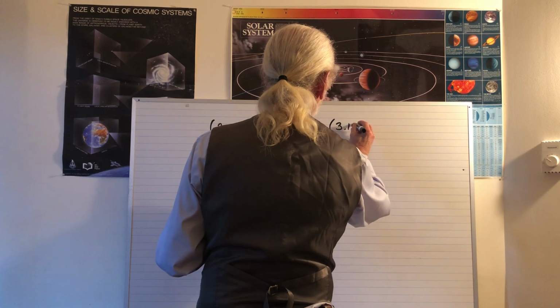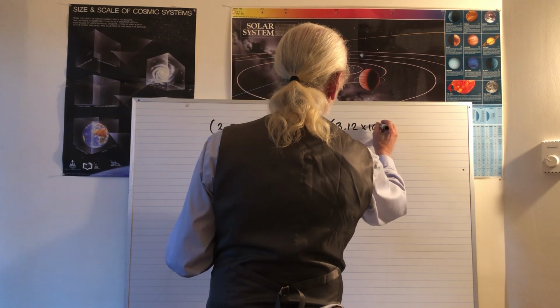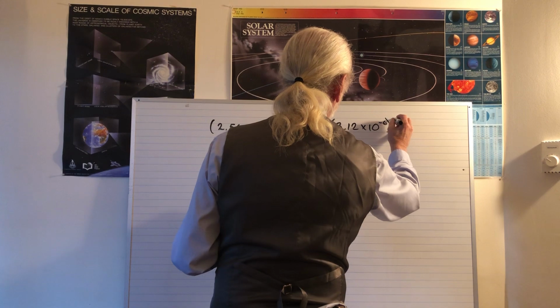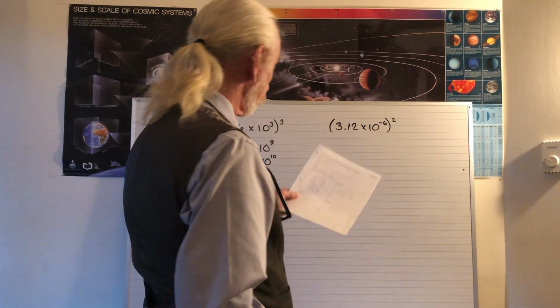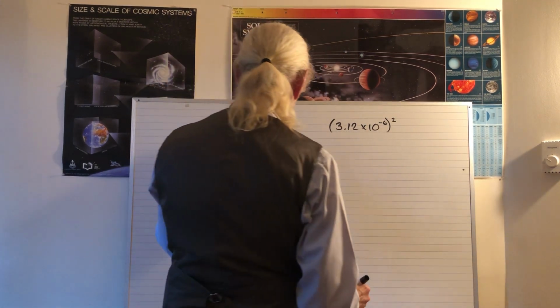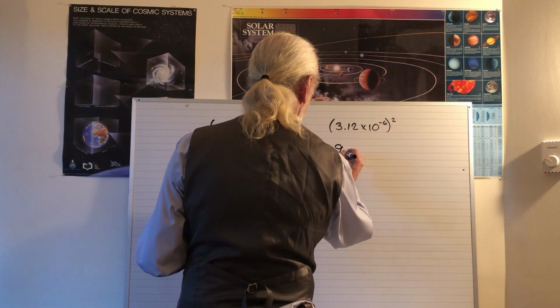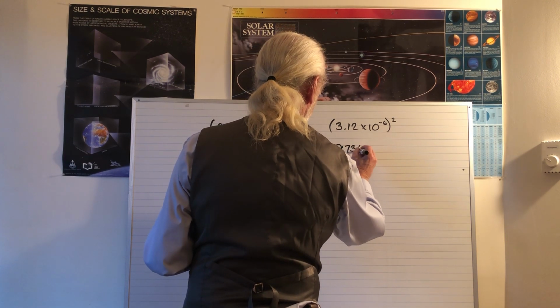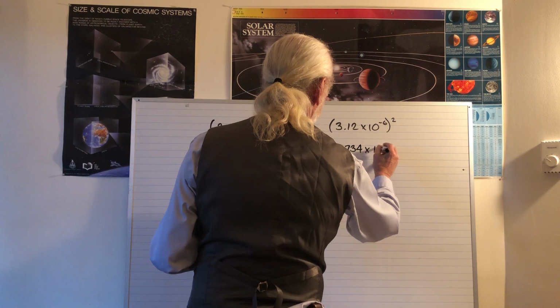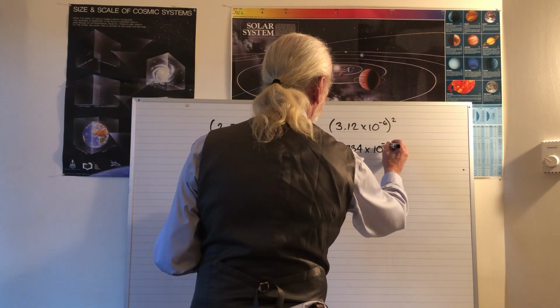3.12 times 10 to the negative 6, all squared. Square the 3.12, you should get 9.734 times 10 to the negative 12.